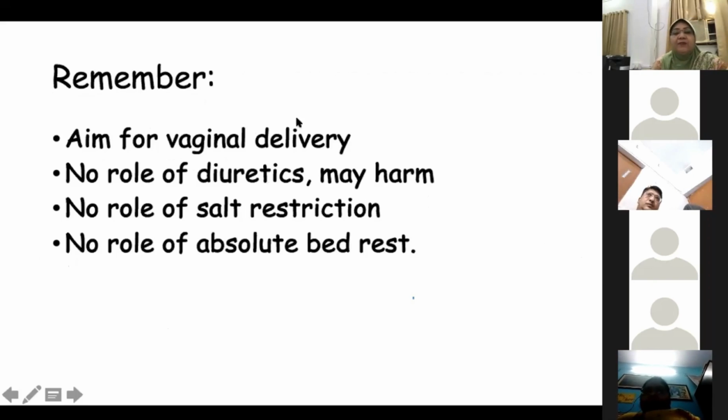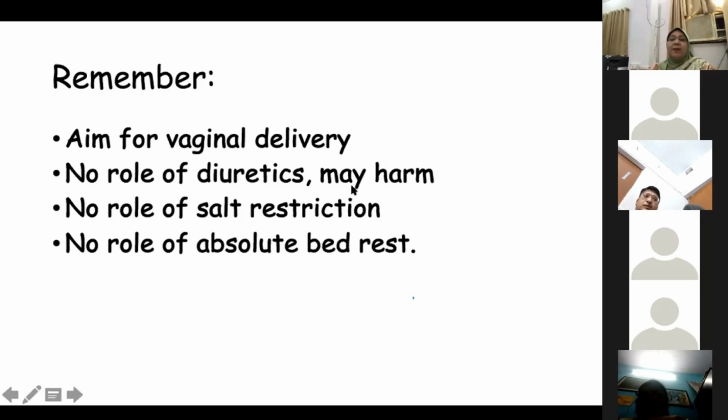Remember, our aim is for vaginal delivery. There is no role of diuretics. Okay? It is intravascular volume contraction. All the fluid is there. She's swollen up, but it is not within the vascular compartment of the mother. If you give her diuretics, it will again deplete the vascular compartment and can cause fetal death, fetal distress, and IUGR.